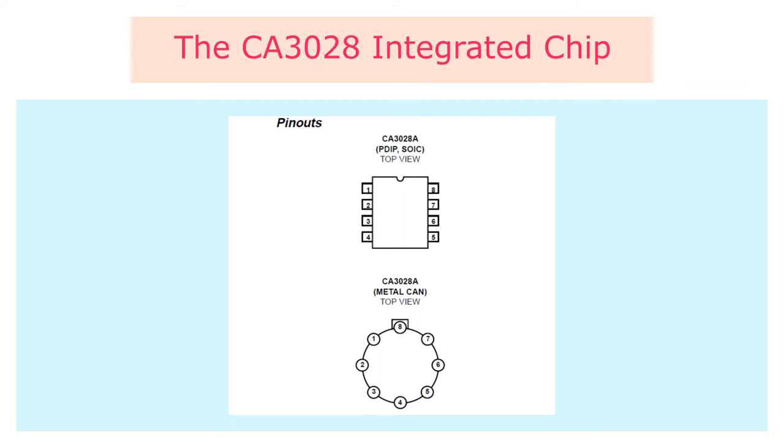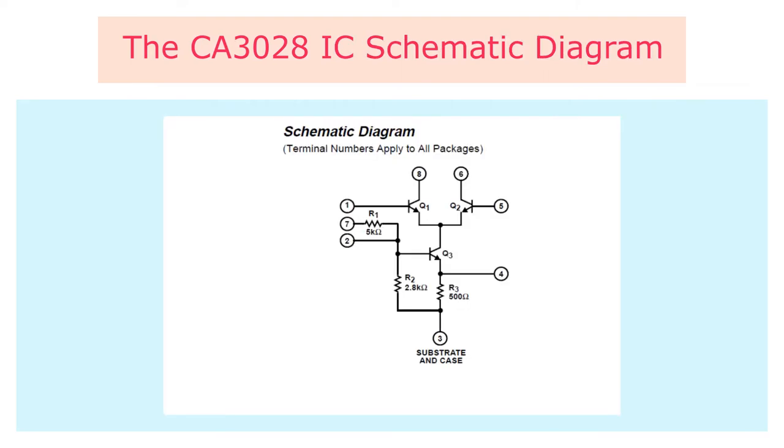The CA3028 IC is no longer manufactured, therefore the IC equivalent circuit is used here. The equivalent circuit of the IC is wired onto a PCB to construct the mixer or product detector stage. It is an 8-pin IC and consists of 3 transistors and 3 resistors for biasing. 2 transistors act as the RF input ports through which RF signals are fed into the mixer, and a 3rd transistor acts as the output port where the demodulated audio is obtained.